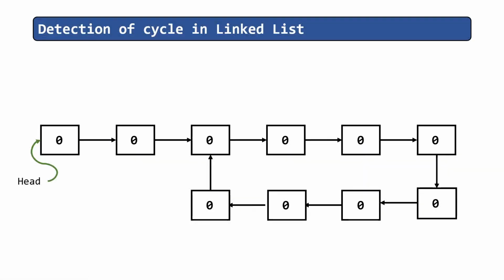We have another method of doing the same thing, the same detection of the cycle in the linked list. We can modify the structure of the linked list a bit. So what these 0s represent here are visited variables. Initially all are zeros, which states that none of the nodes are visited.